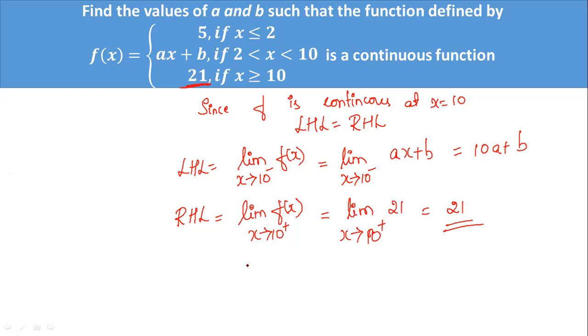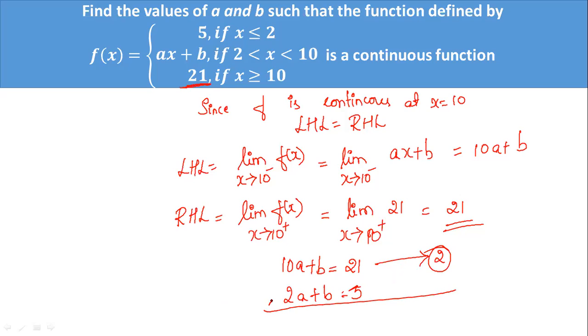Since we know that the left hand limit is equal to the right hand limit at x is equal to 10, as the function is continuous at x is equal to 10, 10a plus b should be equal to 21. So this is my second equation. Now solve the first and second equation, students, and get me the answer. The first equation was 2a plus b is equal to 5, and the second equation is 10a plus b is equal to 21. Let me know what the answer is.